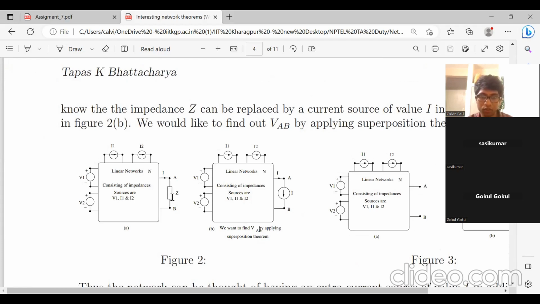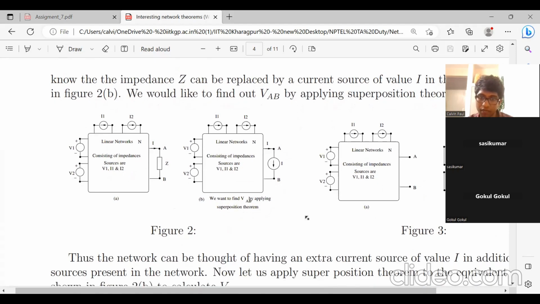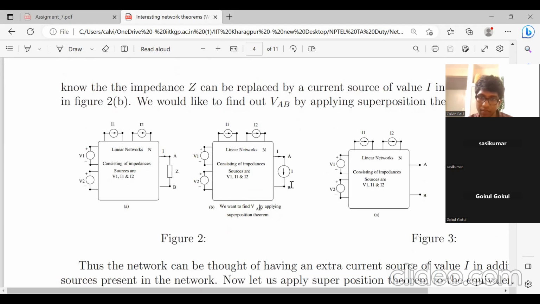And what we want to do is we want to find the VAB. So what we do is, as we just studied substitution theorem, this impedance Z is replaced by a current source. So there's a current I which was flowing through this element Z. So we replace that element, the impedance Z, by this current source I. Now once we have replaced it by a current source I, why are we doing this? Because we want to find the voltage VAB.